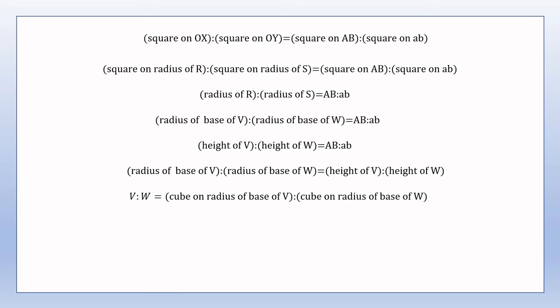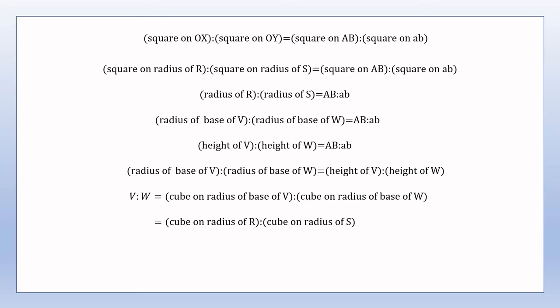Therefore, the ratio of v to w is equal to the cube on the radius of the base of v to the cube on the radius of the base of w, which of course gives the ratio of v to w is equal to the cube on the radius of r to the cube on the radius of s.